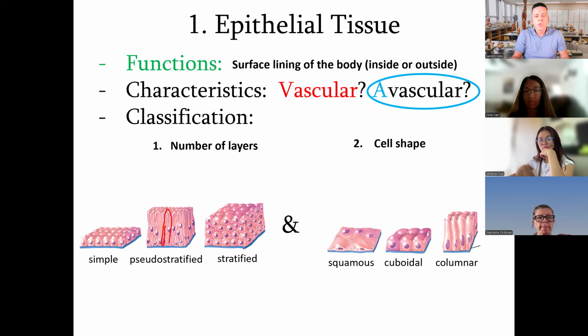So how would we name this then? When we look at this tissue, combining the cell shape with the number of layers, we would call this one, for example, simple cuboidal. We would call this pseudostratified columnar. This would be stratified cuboidal, and so forth.